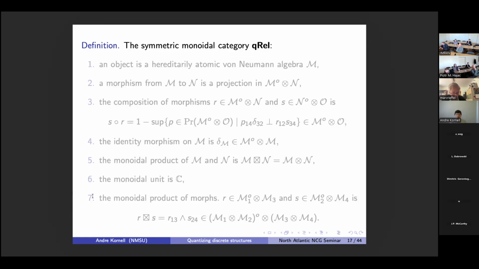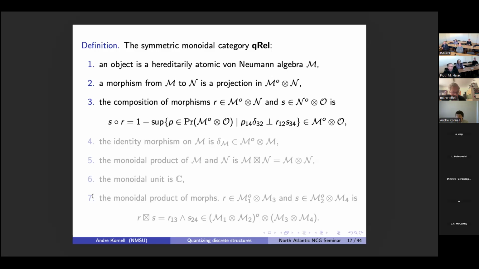All right, so now arguably the two most important slides of the talk, how we actually quantize REL. So now I'm basically giving you the quantum version of first order logic that we saw in the context of REL. An object is a hereditarily atomic von Neumann algebra, one of these C-star algebras that we talked about at the beginning. A morphism from M to N is a quantum relation from M to N, so a projection in M-op tensor N. The composition of morphisms, well, it's given by this complicated looking expression, but basically it's just another way to write a definition, the definition that we saw on a previous slide. The identity morphism on M is this delta M projection.